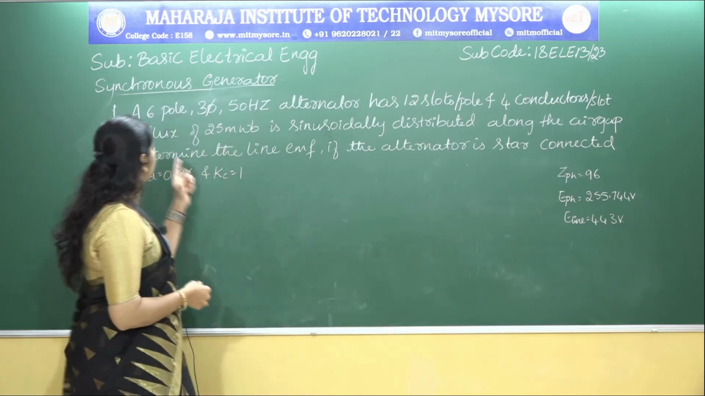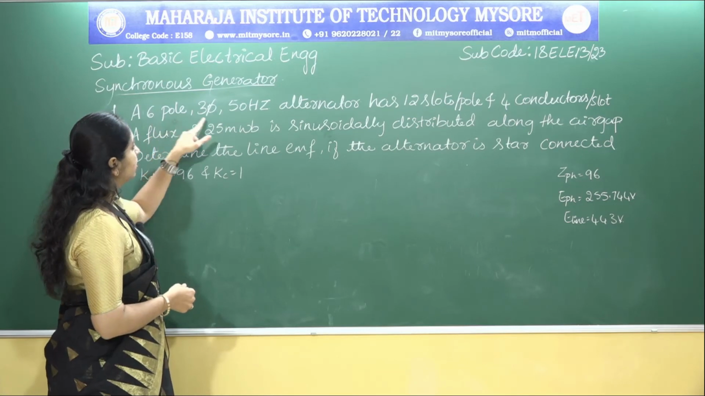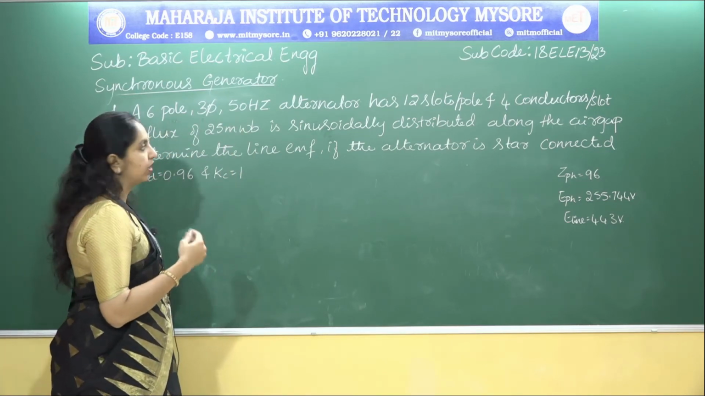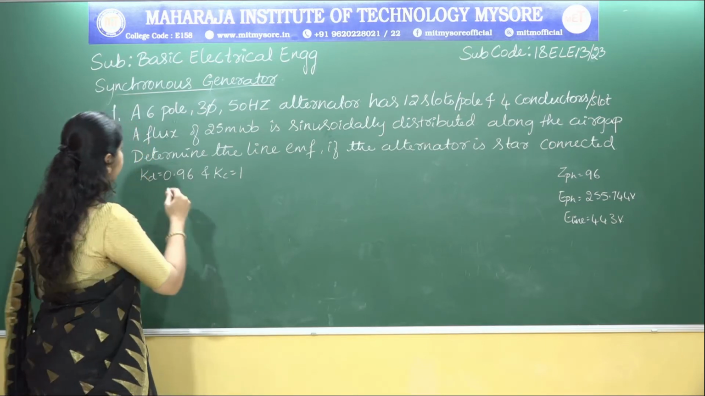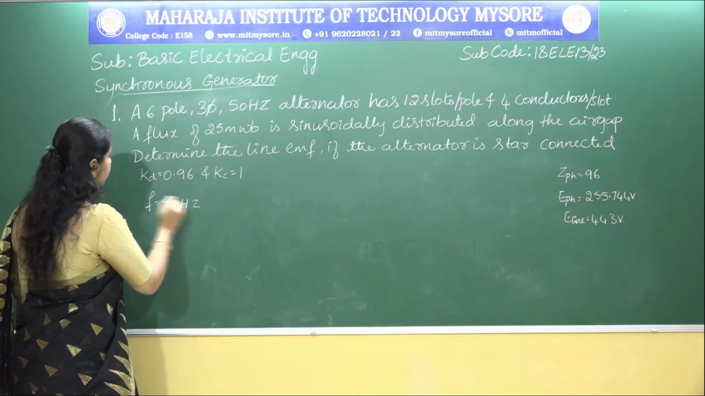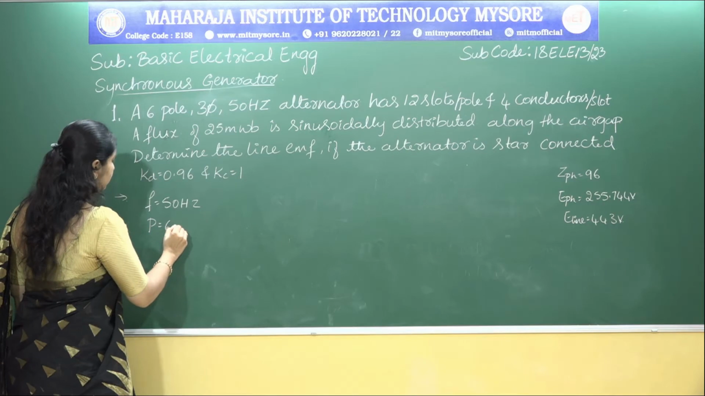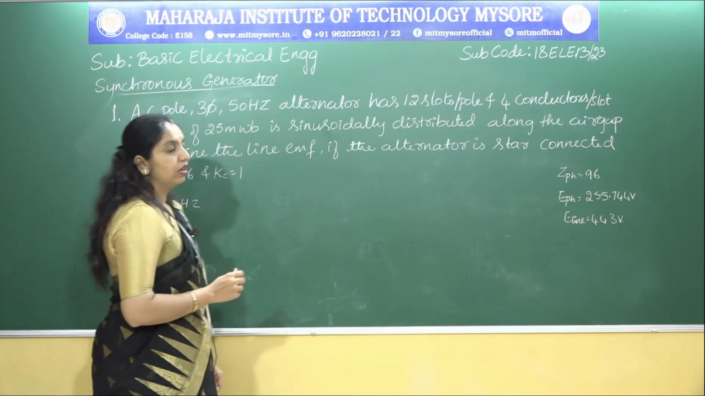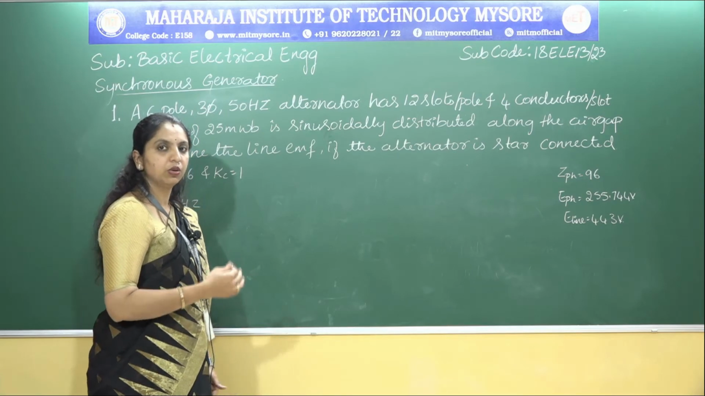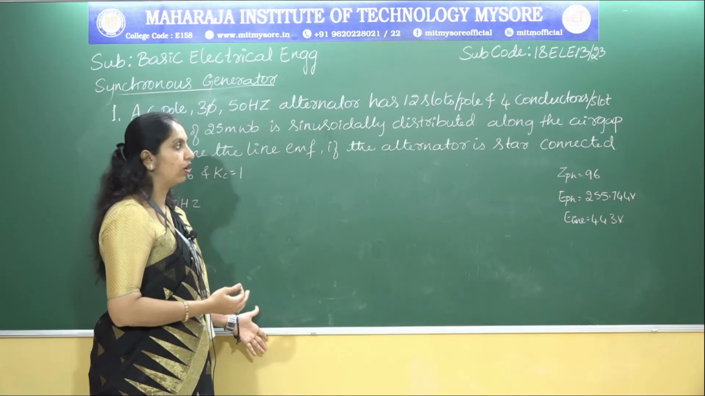Look at this problem. It's a 6 pole, 3 phase, 50 hertz alternator, so the P value is given. I will write the data provided in the problem one by one. Frequency is given as F is equal to 50 hertz, and P is equal to 6. Then the alternator has 12 slots per pole and 4 conductors per slot.